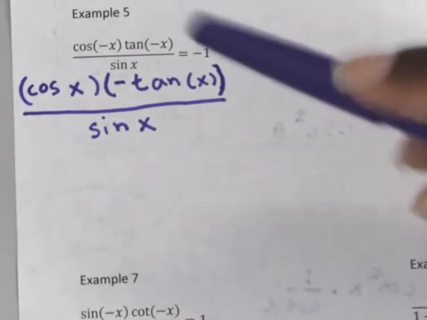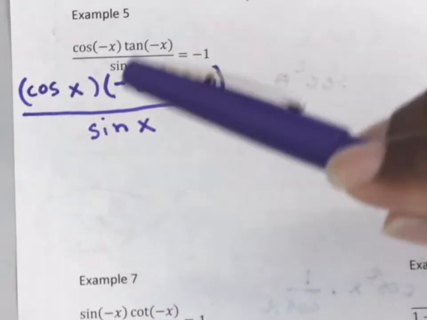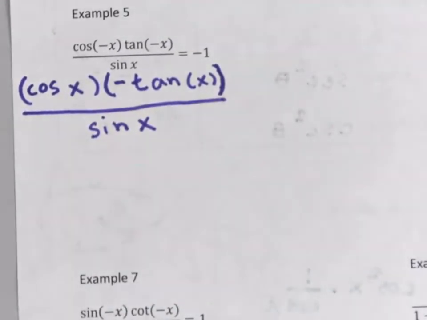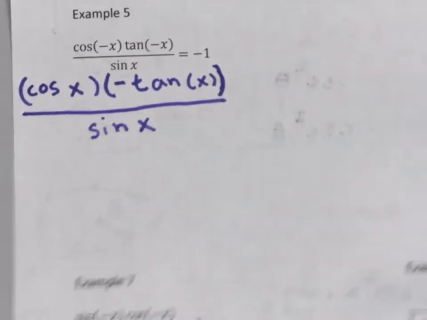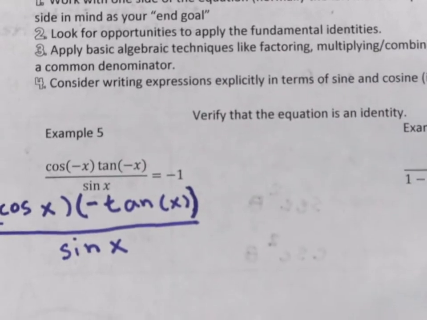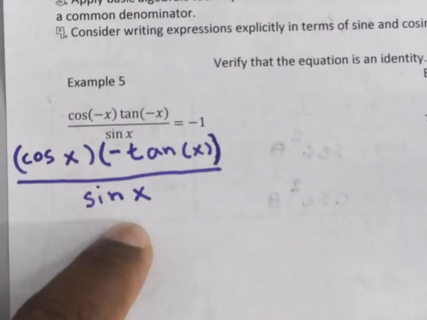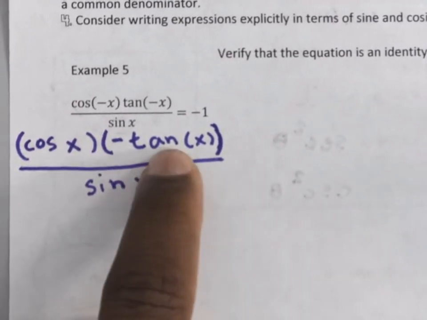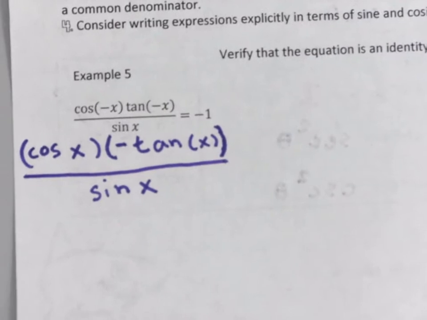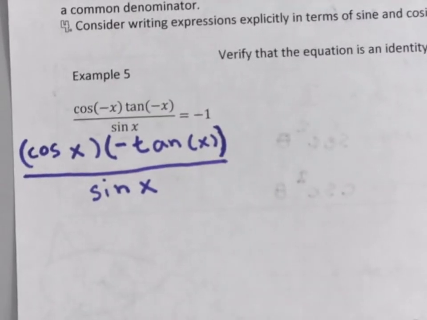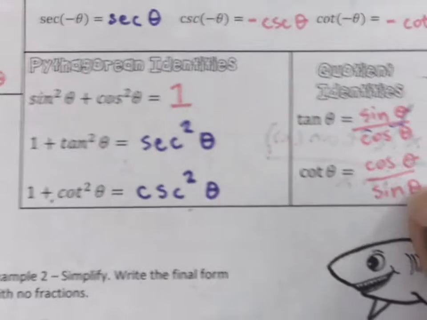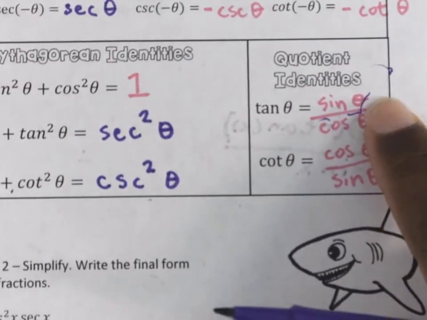Okay, so at this point, I might say, can I cancel anything out? Can I combine anything? Not really. So I'll probably go to step 4 and write it in terms of sine and cosine. This is already cosine, this is already sine. What can I do to this tangent to maybe get it in terms of sine and cosine? So I use the quotient identity, and I can write tangent as sine over cosine. So let's do that.